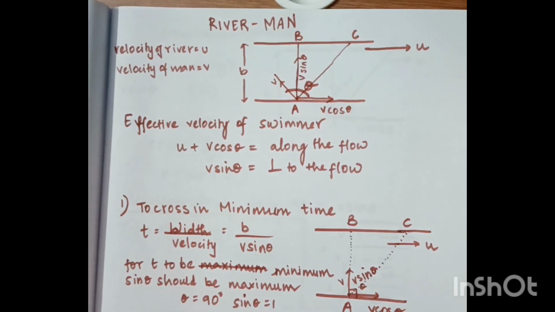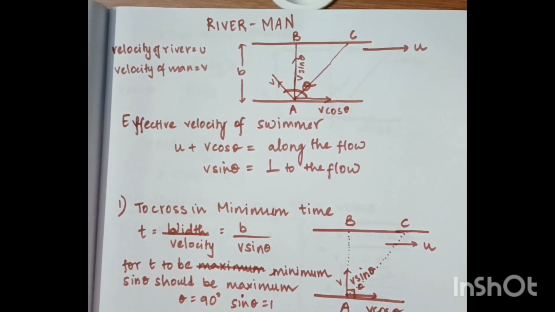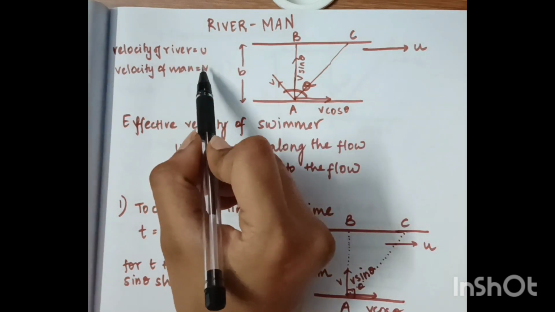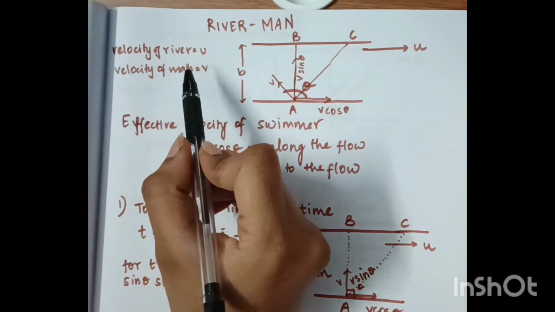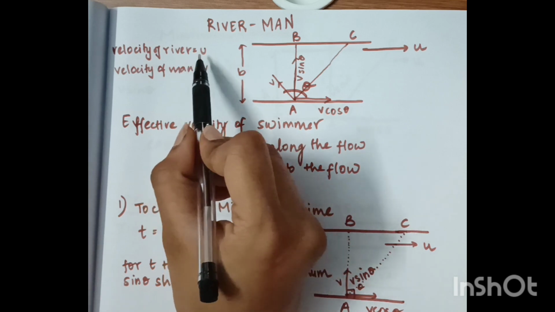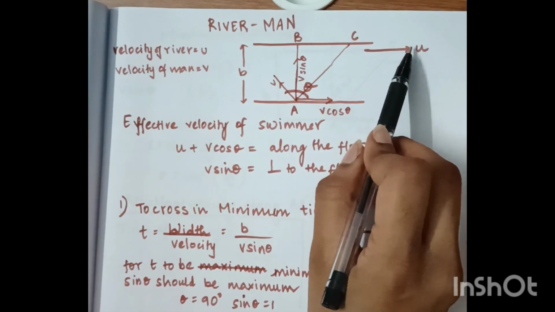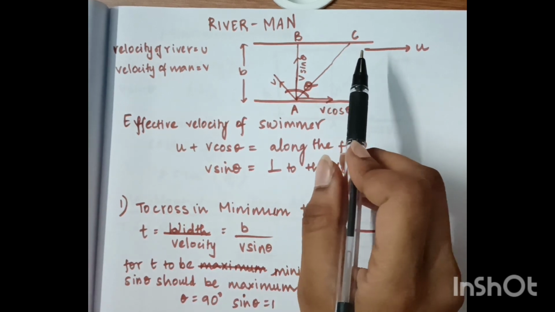Let us see about the riverman problem. Let us consider a swimmer who can swim in still water with velocity v. That is, the velocity of the man is v, and the river is flowing with velocity u. It is the velocity of the river, that is u.